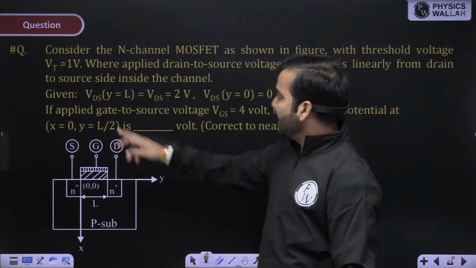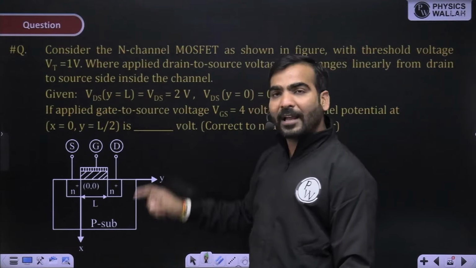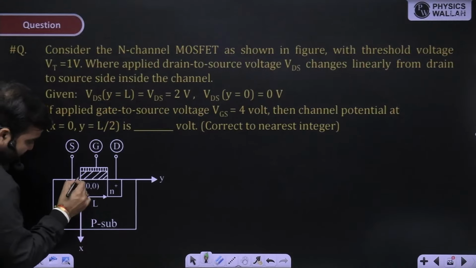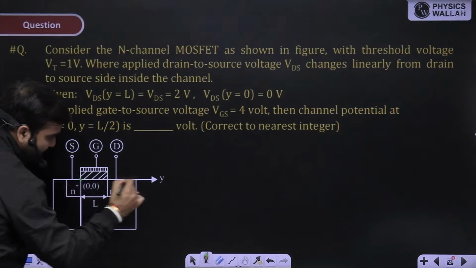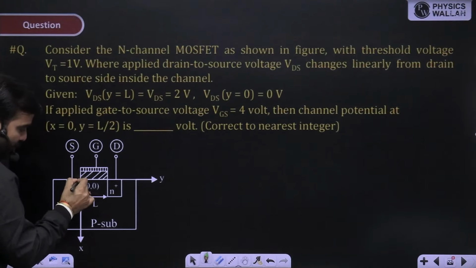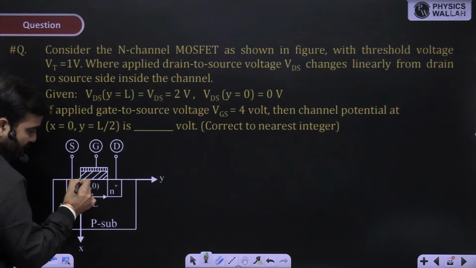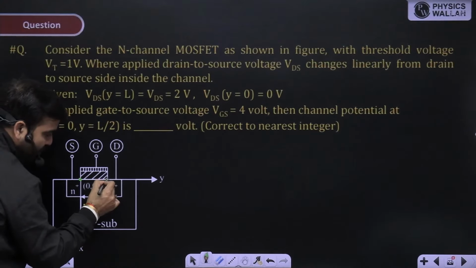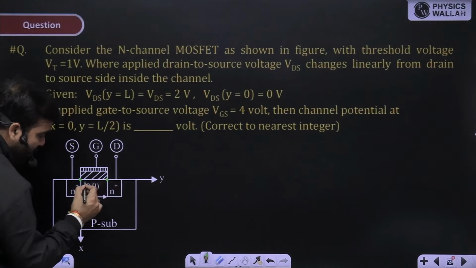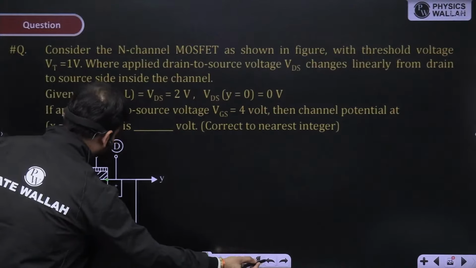Given VDS, that is drain to source voltage, at y equals to L. What is the meaning of this? This is the length of the channel. This point is origin, your 0, 0. This is your y axis, and this is your x axis. So x equals to 0, y equals to 0 means source end of the channel. And x equals to 0, y equals to L means drain end of the channel. And what is the meaning of x equals to 0? Surface. This is the surface, interface of SiO2 and silicon, right?